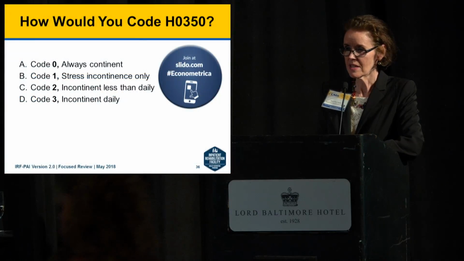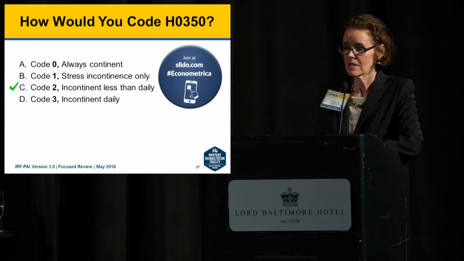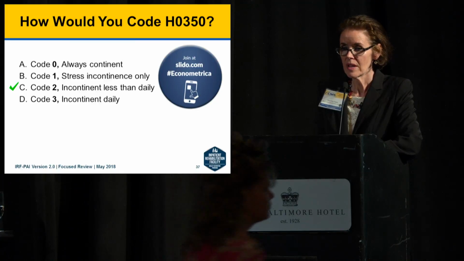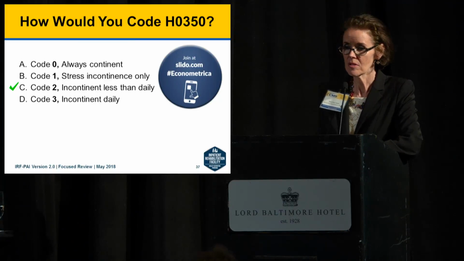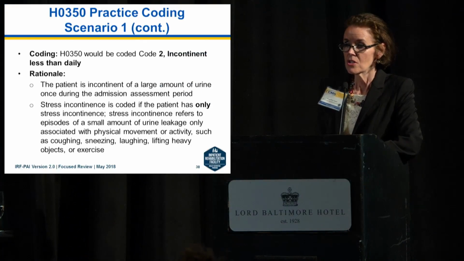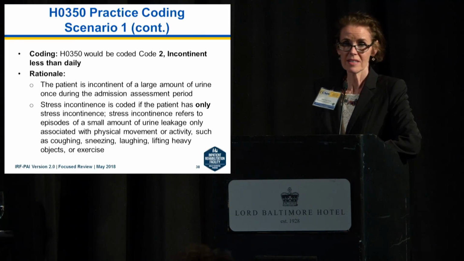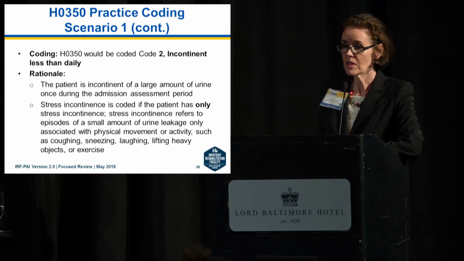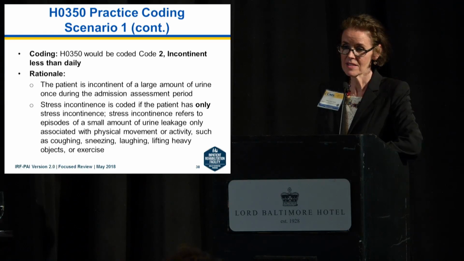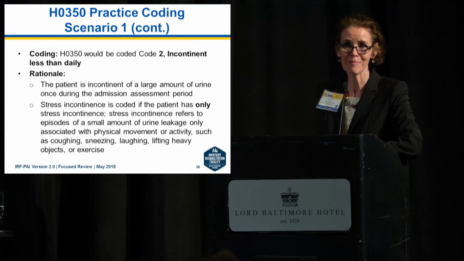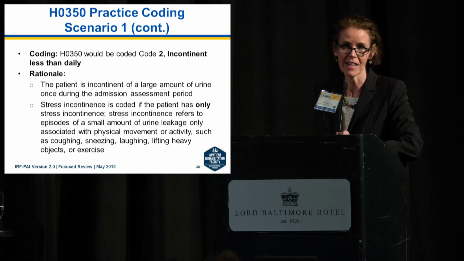So the correct answer is a code of 2, incontinent less than daily. Let's go over the rationale. The code should be 2, incontinent less than daily, because the patient was incontinent of a large amount of urine during the admission assessment period. She did experience stress incontinence only, so that doesn't count as daily. I probably should have said in that example that it was related. That's why I added it in the exercise.